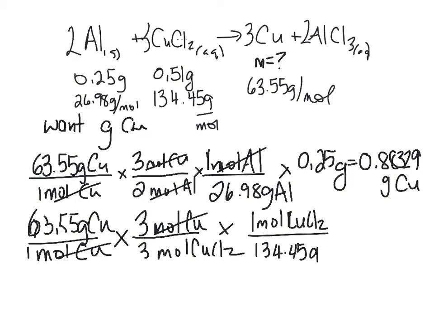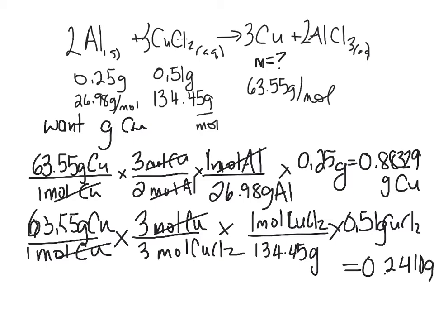Make sure that the number with the grams is on the bottom. Then multiply it by the mass of CuCl2. Multiply by every number on top, divide by every number on the bottom. Should be around 0.2410 grams of copper. So what you're going to do is you're going to end up comparing this number and this number.